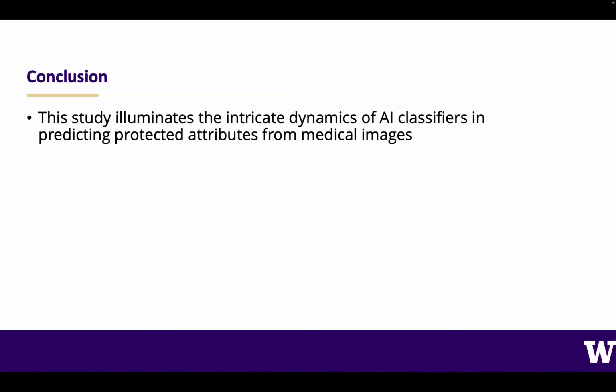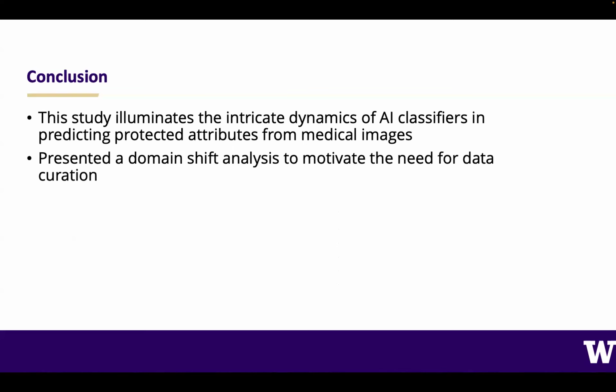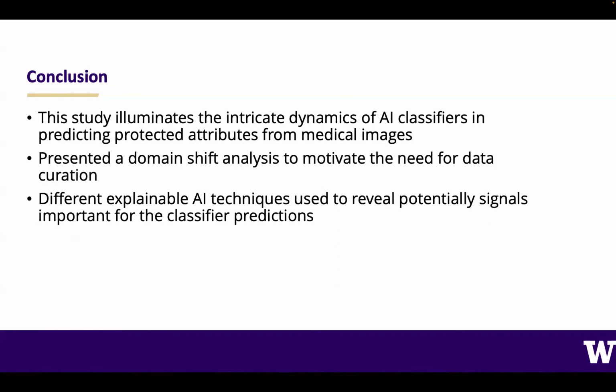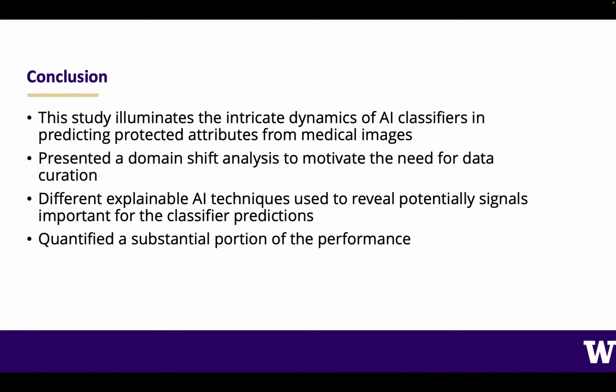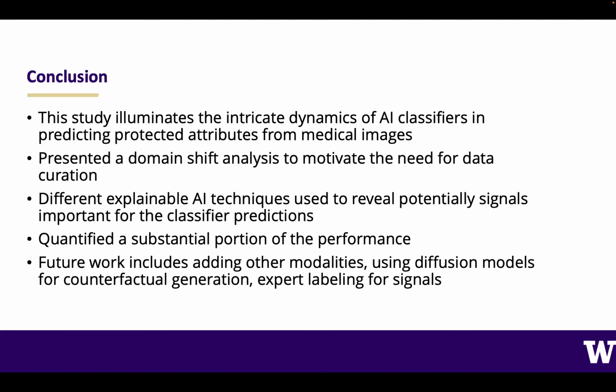So in conclusion, we elucidate the dynamics of the AI classifier in predicting attributes. We also show a domain shift analysis to motivate the need for data curation so that these classifiers don't learn these attributes. We also use different XAI techniques to reveal potentially important signals, and we are able to quantify a substantial portion of the performance. Future work includes adding other modalities, using diffusion models instead of StyleGANs for counterfactual generation, and using expert labels or experts for labeling these signals. Thank you.